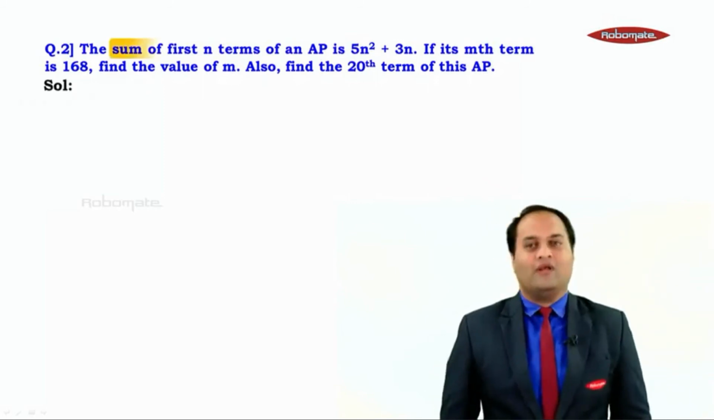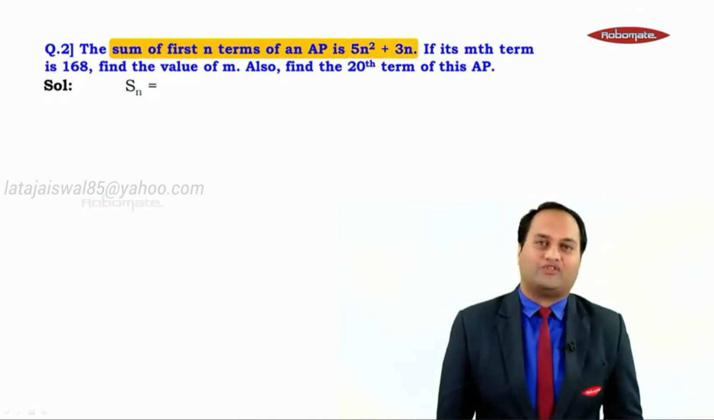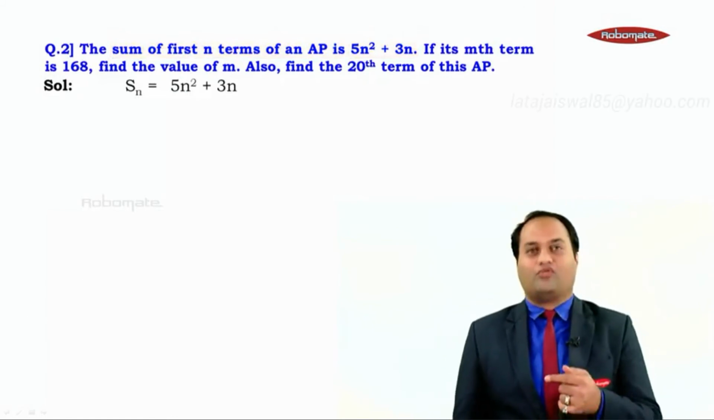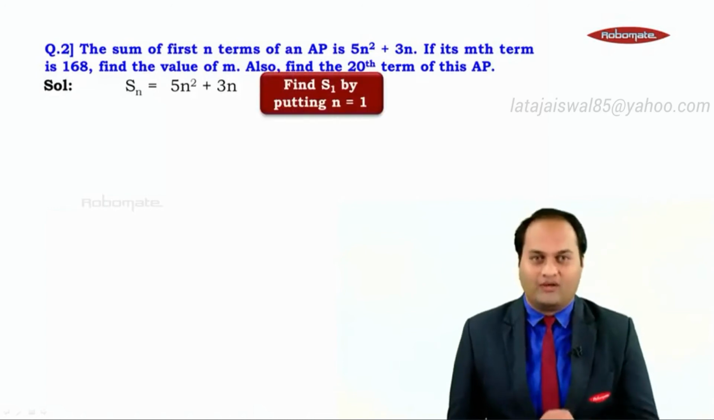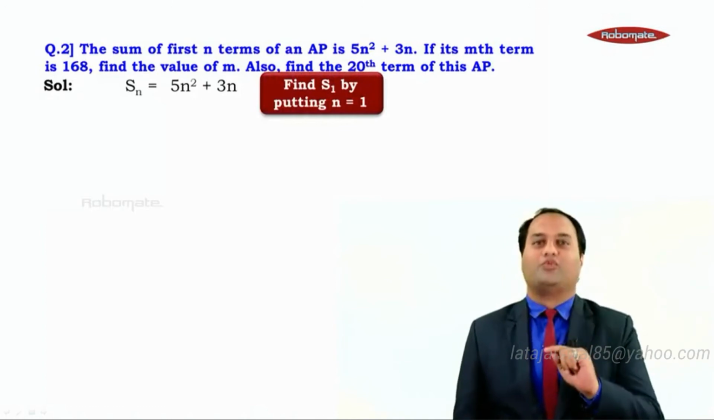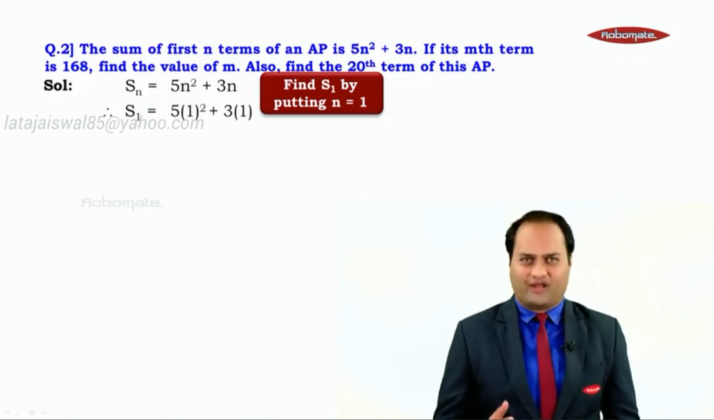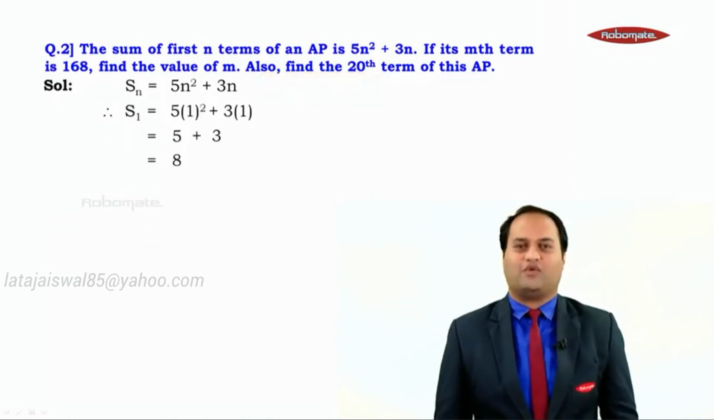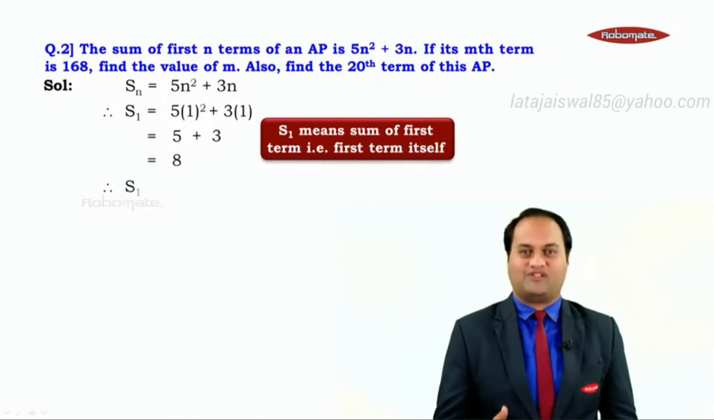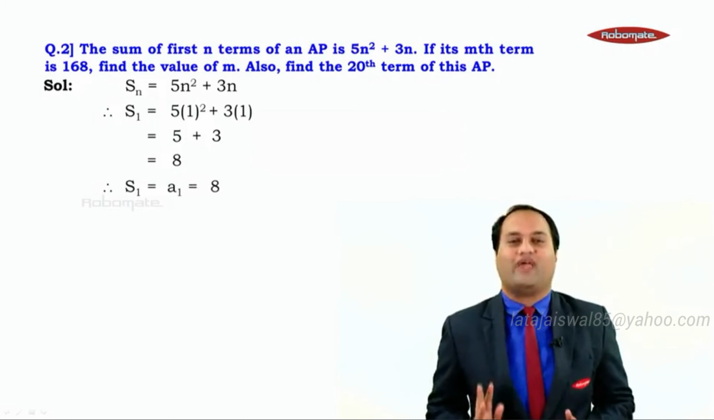Let's do it. The sum of first n terms of an AP, that is Sn, is 5n square plus 3n. Now from Sn, if we want to find A1, A1 is equal to S1, right? And S1, how do you get? You remember, in Sn, in the place of n, you need to put 1. So S1 is equal to 5 into 1 square plus 3 into 1, which is 5 plus 3, which is equal to 8. We know S1 is equal to A1, it's the first term itself. So A1 is 8. So we got the value of A, right?